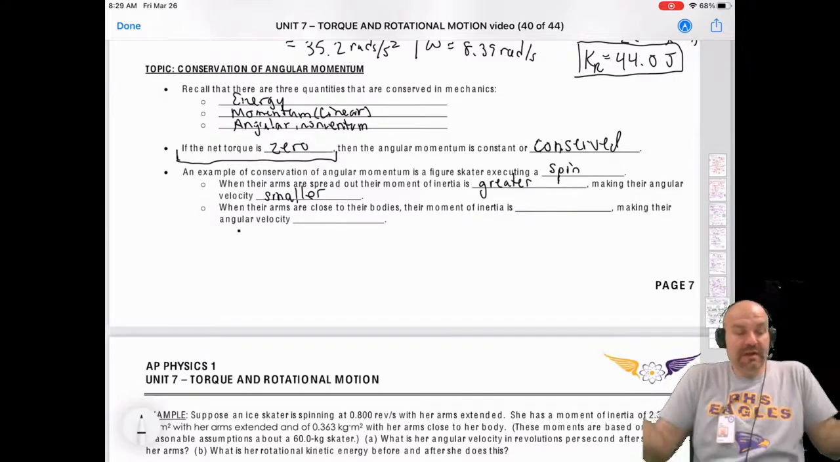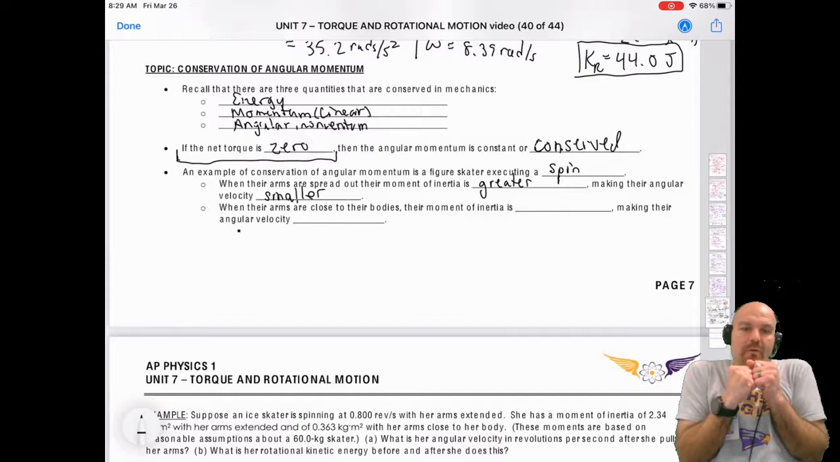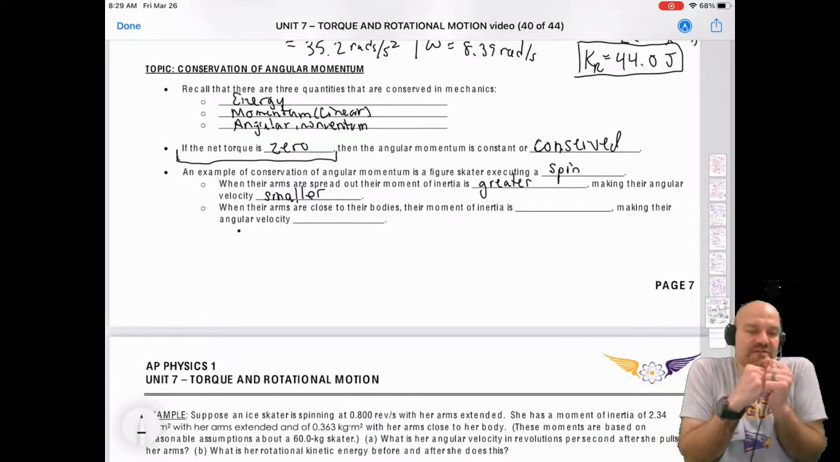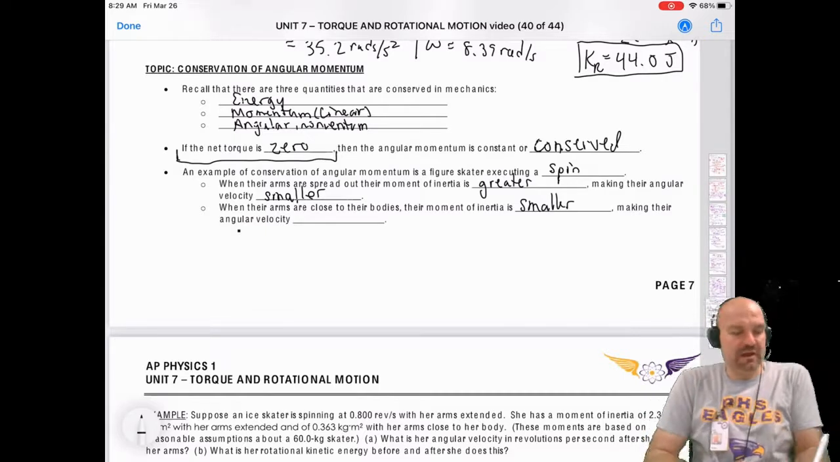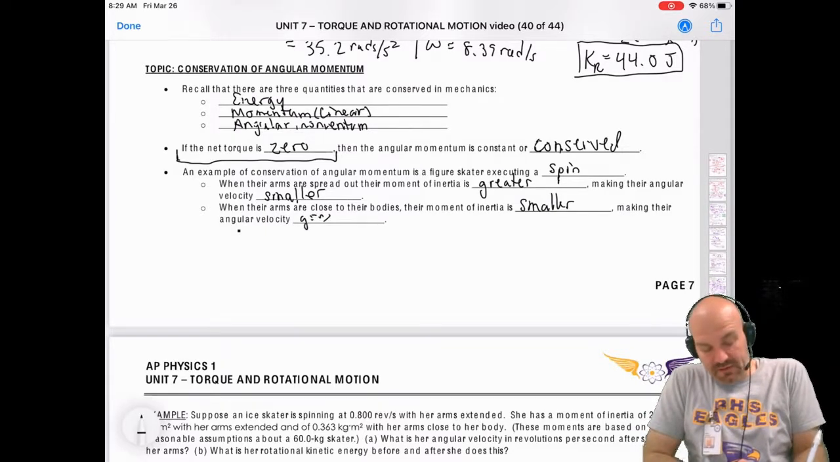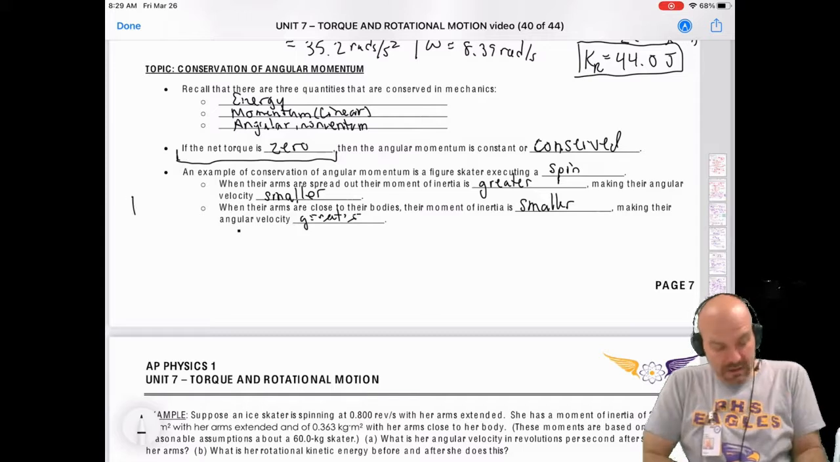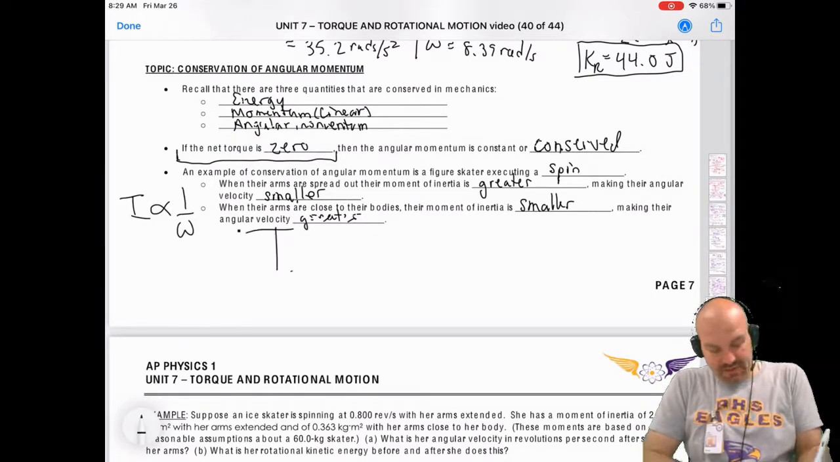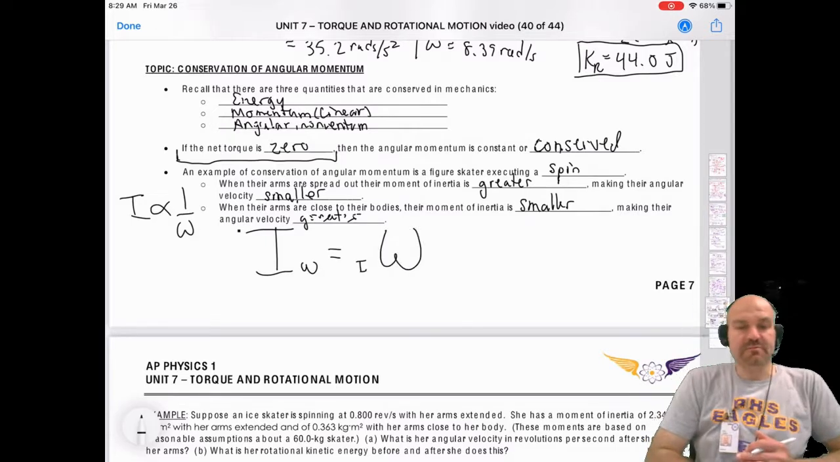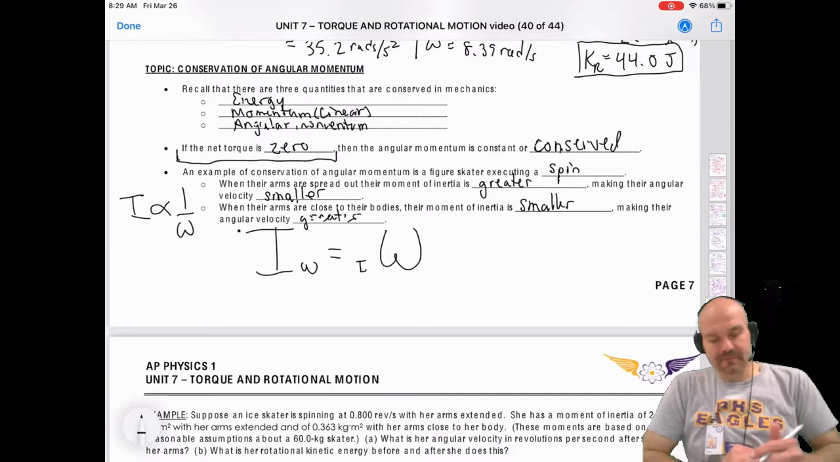Now, when they bring it in, okay, when their arms are close to their body, and if you've watched the Olympics or any kind of figure skating competition, you've seen this happen. When they bring it in, you'll notice that they start turning faster. That's because their moment of inertia now is smaller, making their angular velocity greater. Remember, I and omega have an inverse relationship. So if I have a big I, I have a small omega compared to a small I and a big omega.